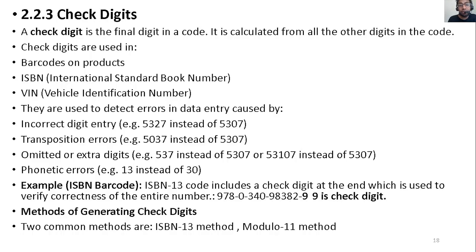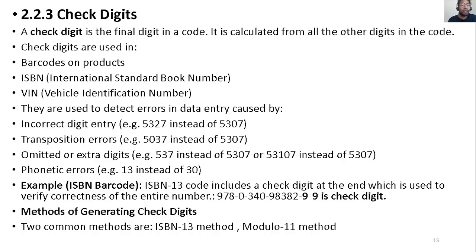A check digit is the final digit in a code. It is calculated from all the other digits in the code. Check digits are used in barcodes on products, ISBN, International Standard Book Number, and VIN, Vehicle Identification Number. They are used to detect errors in data entry caused by incorrect digit entry.